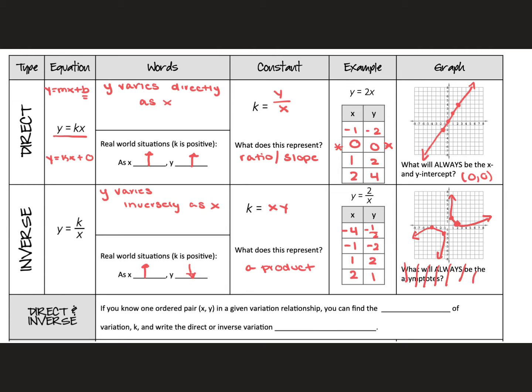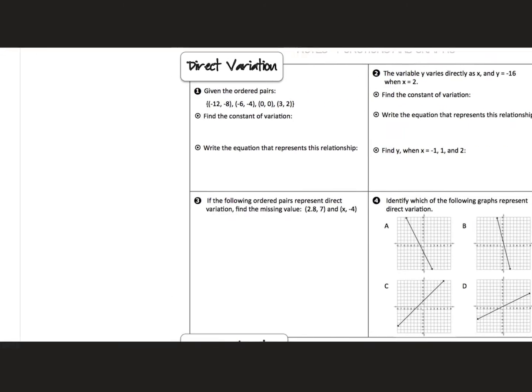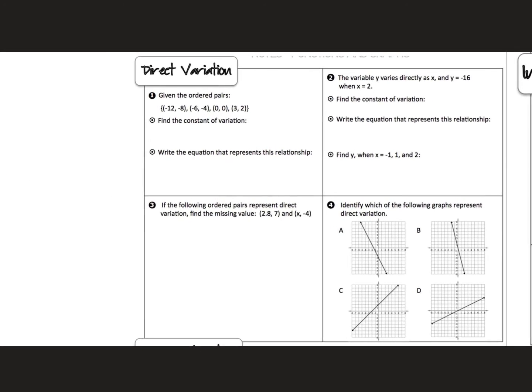If you know one ordered pair x, y in a given variation relationship, you can find the constant of variation, which is k, no matter if it's a direct variation or an inverse variation, and write a direct or inverse variation relationship. Now we're going to use this knowledge and work out some problems for direct and inverse variation.